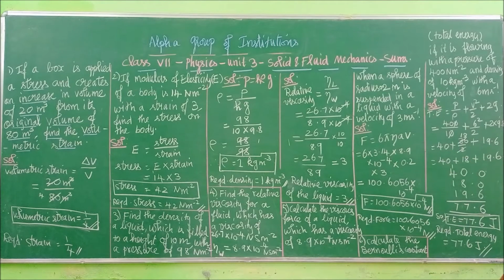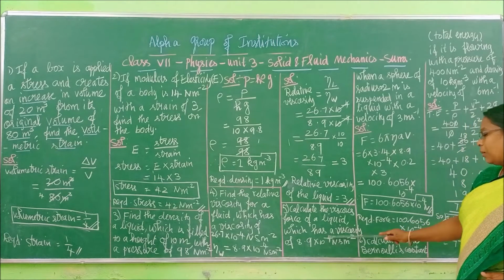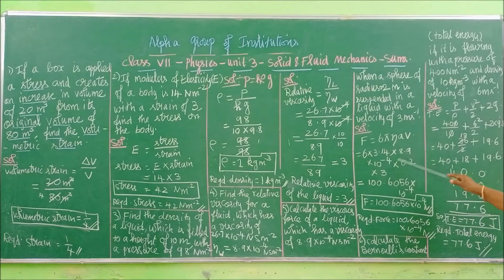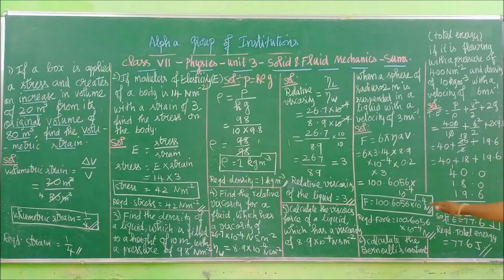Eta means what? It is viscosity. So what is the viscosity? 8.9 into 10 power minus 4, that we have written. A is the radius. What is the radius? 0.2 meter. And V is the velocity, terminal velocity, that is 3. Now multiply all this, work it out and check it in the rough column. So you will get an answer of 100.6056 into 10 power minus 4.